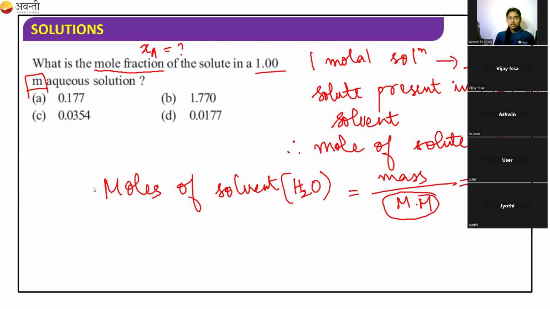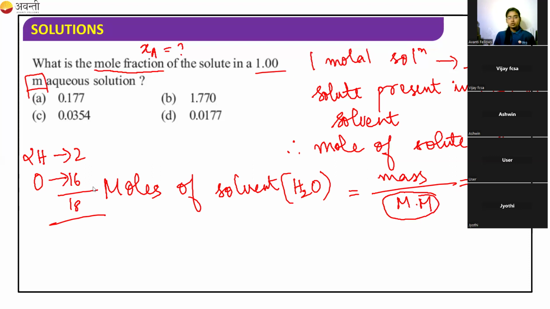What is the molar mass of water? We have 2 hydrogen, so 2 into 1 is 2, and we have 1 oxygen, so it is 16. So 2 plus 16 is 18. Molar mass of water is 18 gram per mole. Okay, so this is the moles of the solvent.